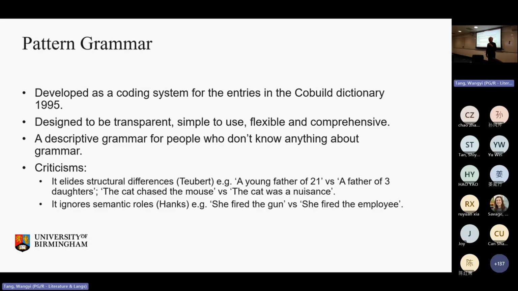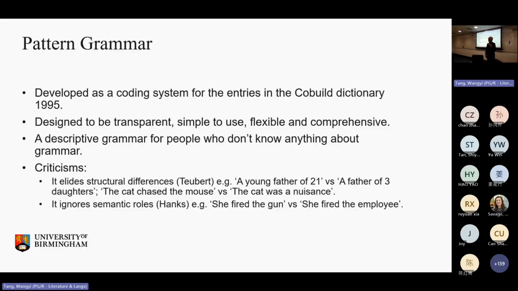And he was right. So, for example, if you say a young father of 21 or a father of 3 daughters, the "of" there is doing a very different job. But in terms of pattern, they are both the same. So they're both, the father is a noun, "of" is "of", and it's followed by a noun. So the structural difference there is totally ignored.